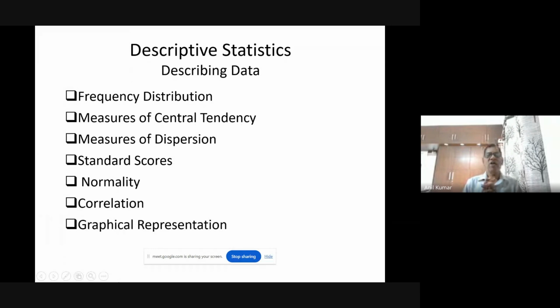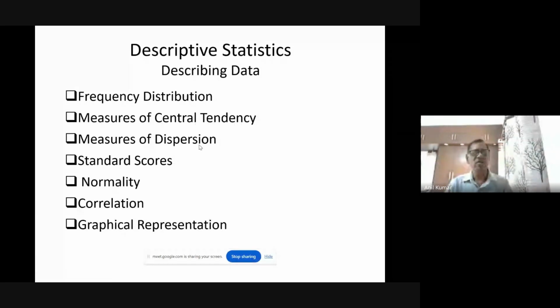Now coming to statistics, descriptive statistics, I think I need not tell you all, you are all aware of the fact that when our focus is describing data, we are trying to create a frequency distribution. We are trying to have a measure of central tendency. By way of central tendency, we can describe data. By way of having measures of dispersion in our mind, we can think of describing data.